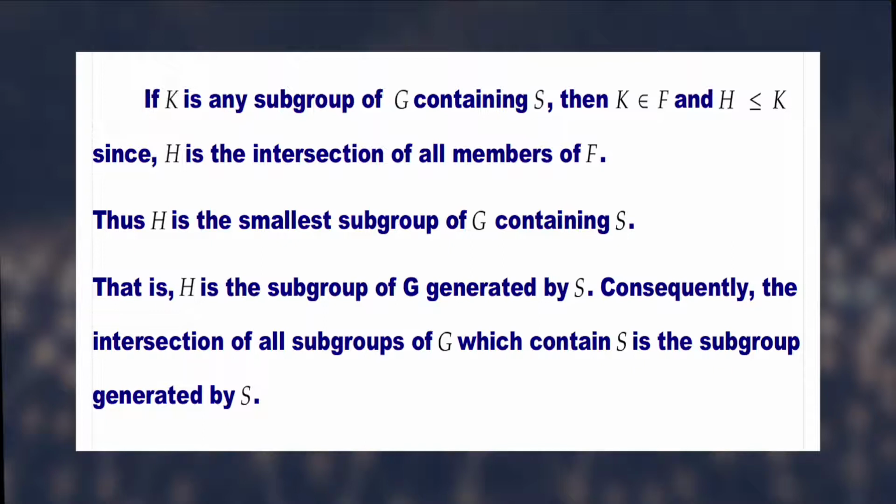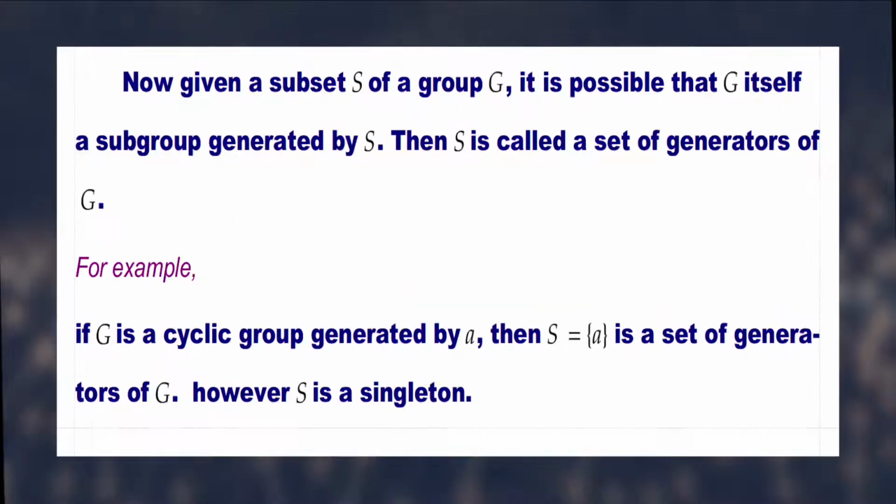Thus, H is the smallest subgroup of G containing S. That is, H is the subgroup of G generated by S. Consequently, the intersection of all subgroups of G which contain S is the subgroup generated by S. Now, given a subset S of a group G, it is possible that G itself is the subgroup generated by S. Then, S is called a set of generators of G.